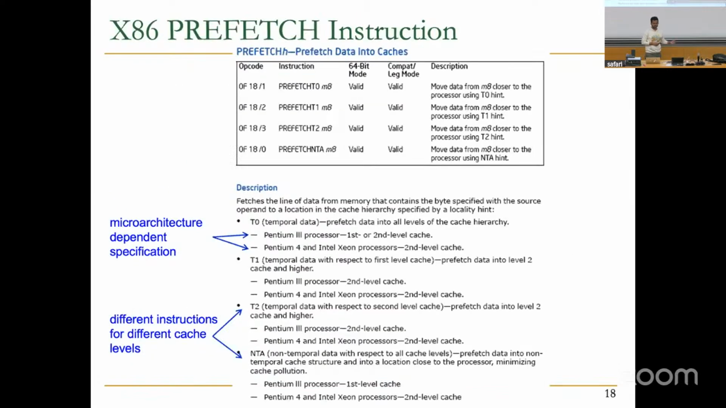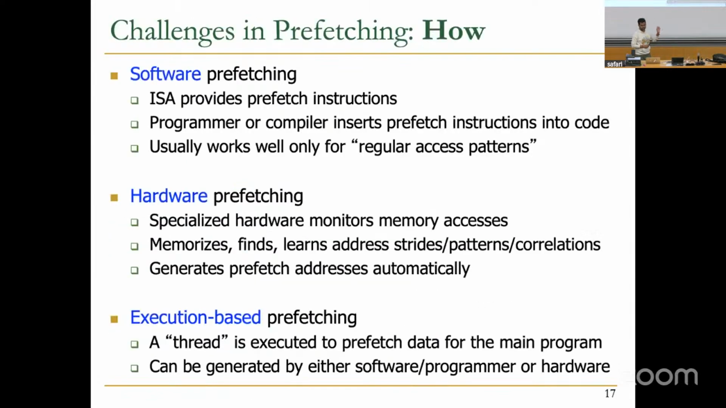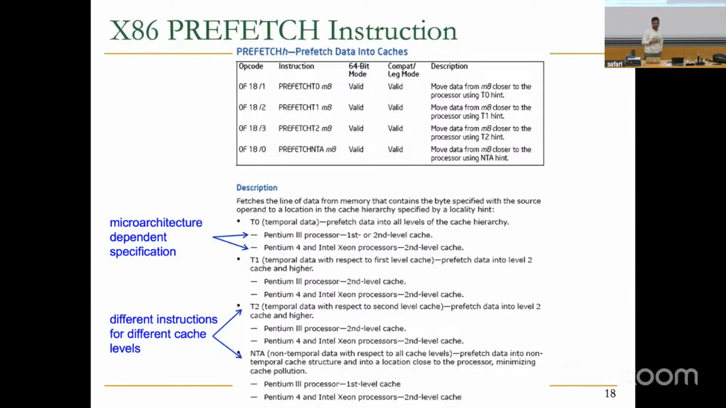Okay, so let's start with software prefetching. I'm just going to quickly go through how x86 handles software prefetching. This is one example of some prefetch instructions. The x86 has different prefetch instructions with different hints. So that's what we call prefetch T0. T0 is one hint, T1 is another hint, and then T2, and then NTA.